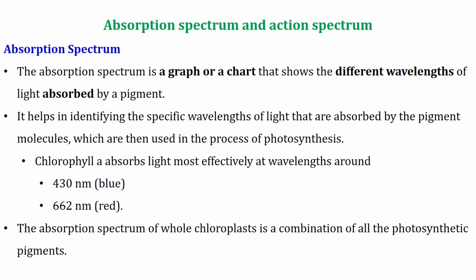Let's start with the absorption spectrum. It's a graph that shows the wavelengths of light absorbed by a pigment. For chlorophyll A, absorption peaks around 430 nanometer blue light and 662 nanometer red light. The spectrum of whole chloroplasts combines all the pigments' absorption patterns.